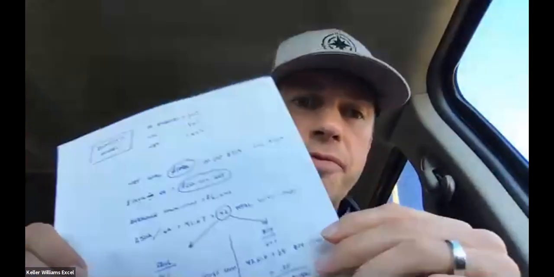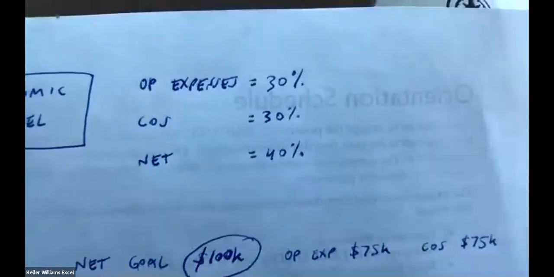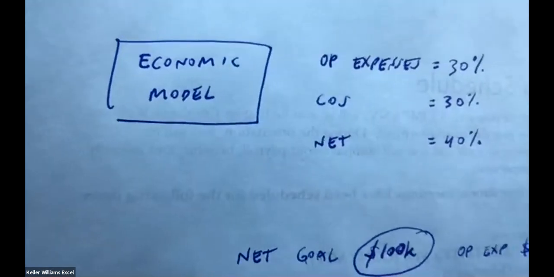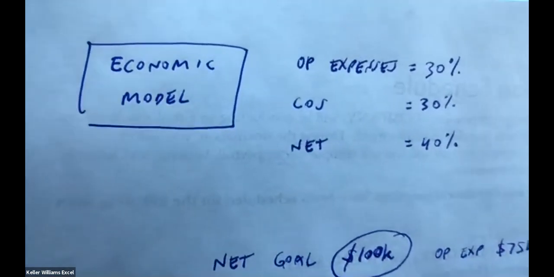pardon my handwriting here. I haven't found a way to do it good digitally, but we're going to cover the economic model. Can you all read that, or is it backwards? We can read it. It shows up fine.